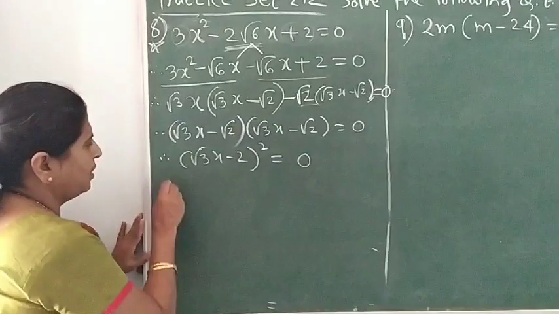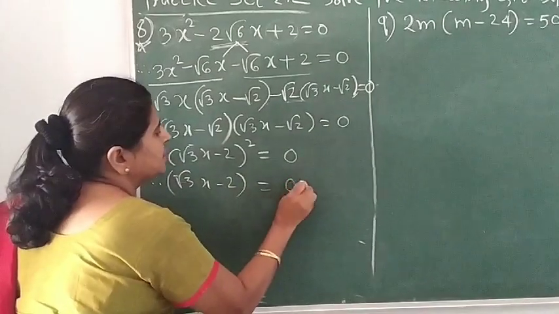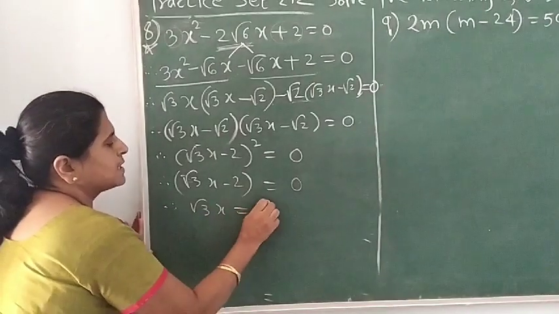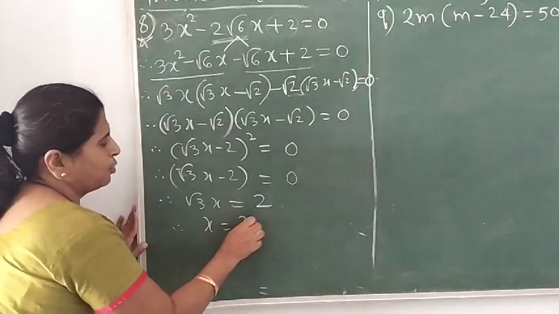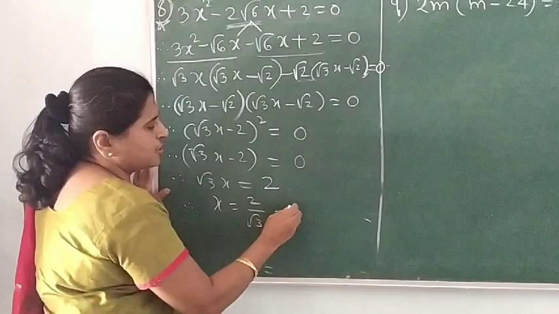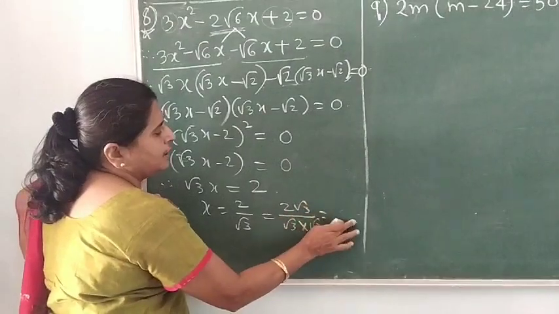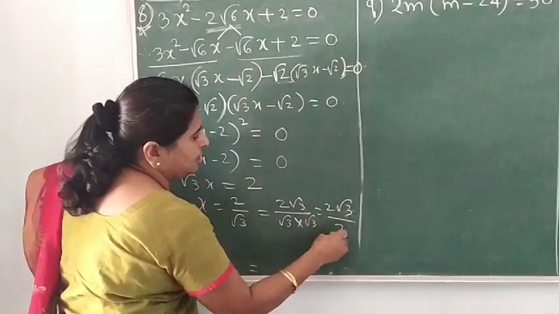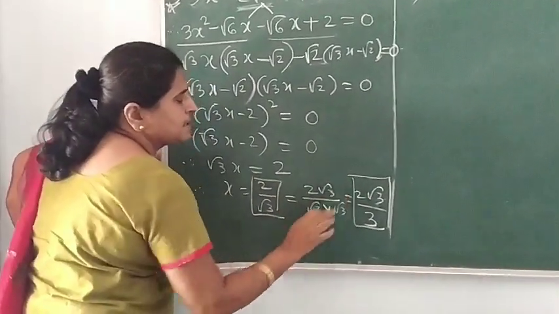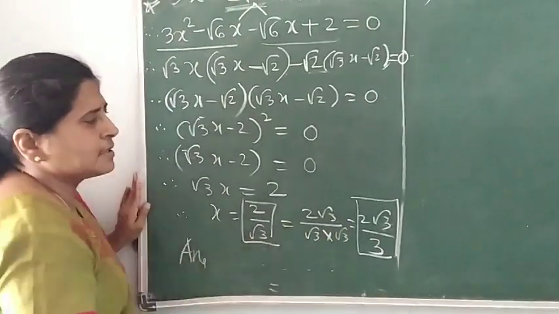And if the square is 0, surely square root of 3x minus square root of 2, this bracket, is also equal to 0, taking the square root of both sides. And therefore square root of 2 going on that side becomes plus, and x is equal to root 2 upon square root of 3. Either you can write this answer as it is, or you can rationalize the denominator. Multiplying by root 3 upon root 3, you can write 2 root 3 upon 3. So this is your solution, or this one. The value of both is the same. So these are your solutions. You can write this answer.